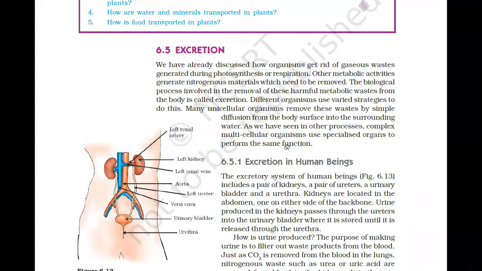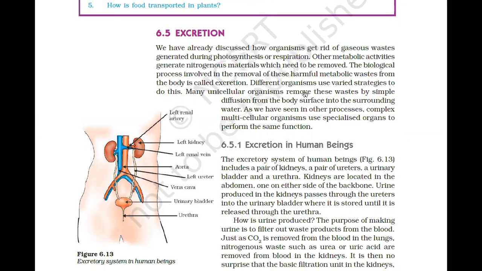Excretion. We have already discussed how plants get rid of gaseous waste generated during photosynthesis or respiration. Other metabolic activities generate nitrogenous materials which need to be removed. The biological process involved in the removal of these harmful metabolic waste from the body is called excretion. Different organisms use varied strategies to do this. Many unicellular organisms remove these wastes by simple diffusion from the body surface into the surrounding water. As we have seen in other processes, complex multicellular organisms use specialized organs to perform the same function.